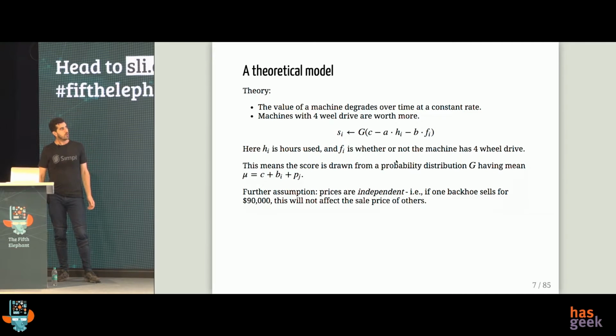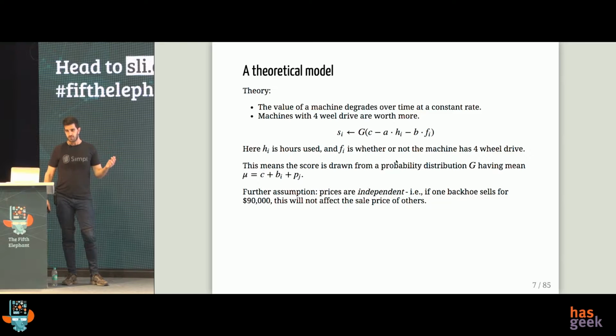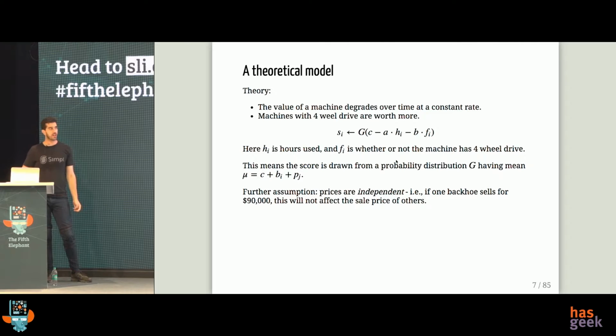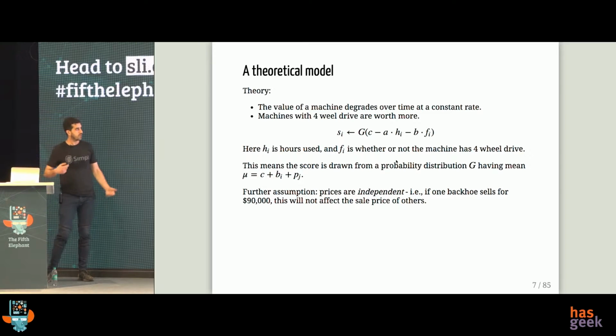And in this model, we again set up the same framework. We say the value of a machine is some constant. We add in the value of, or in this case, subtract some amount of money based on how many hours it's spent working. Something else, whatever the value of four-wheel drive is. And this generates a reasonably accurate prediction of what a machine might be worth.